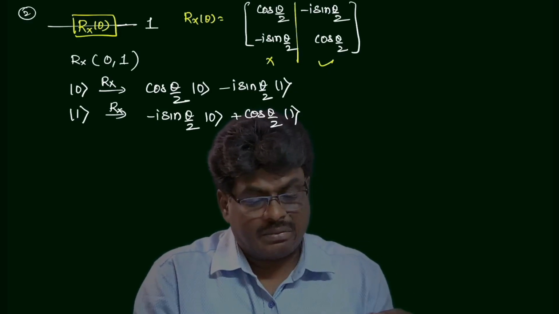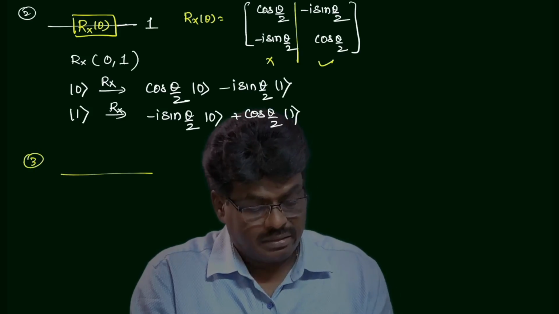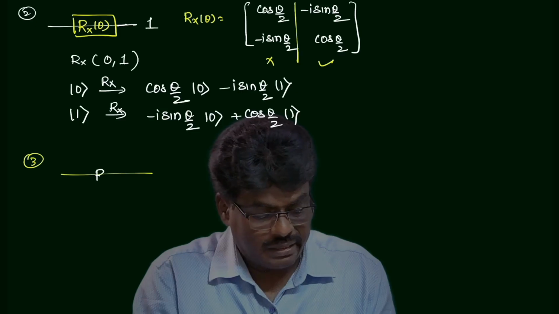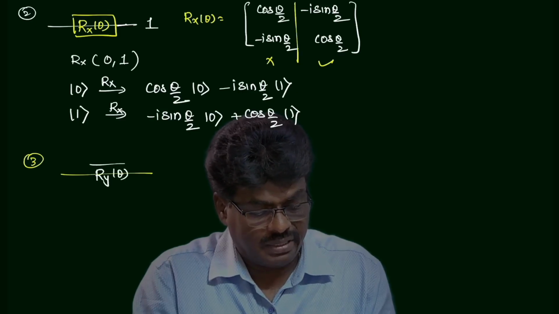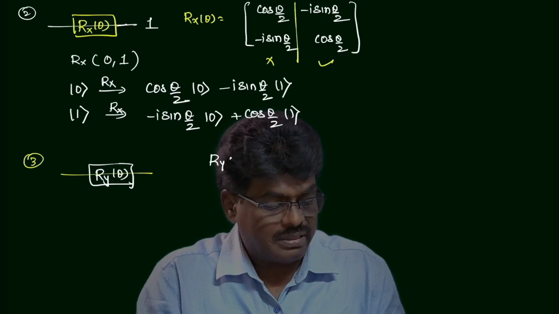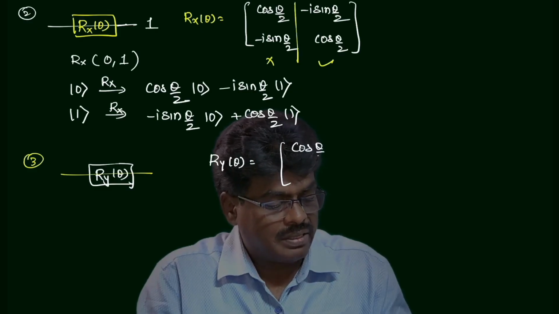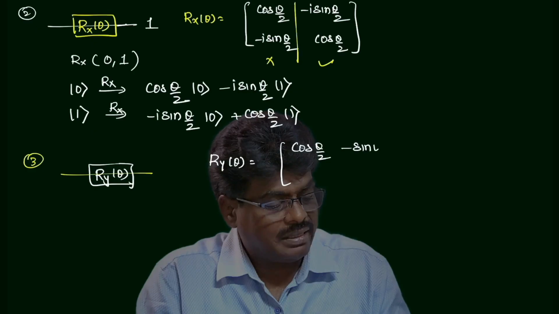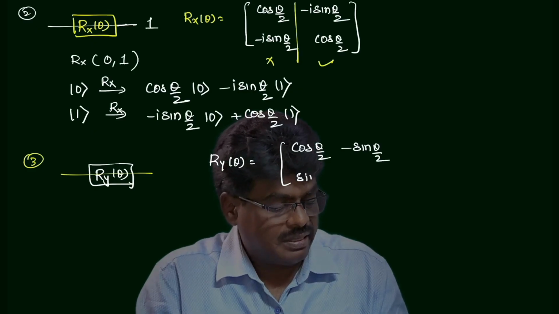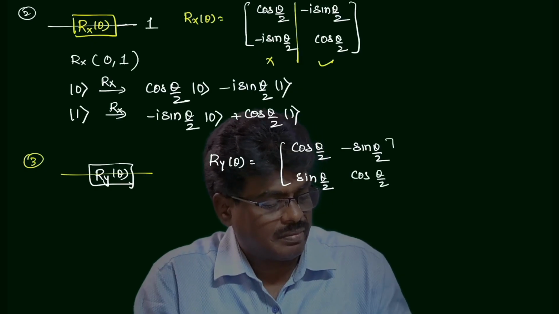Let me take one more. Third one, still not understanding. There is a single qubit gate, and this is Ry of theta, rotation about the y-axis. First write what is the matrix. So here we have cos theta by 2, minus sin theta by 2, and this is sin theta by 2, and the next one is cos theta by 2.